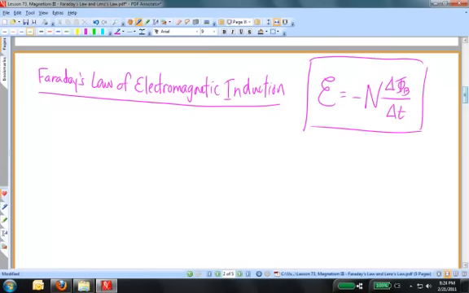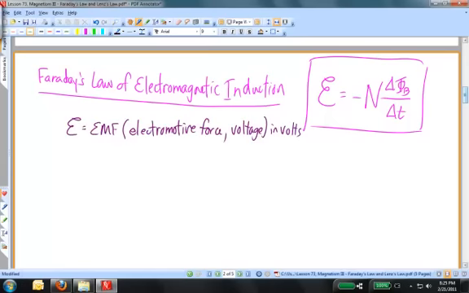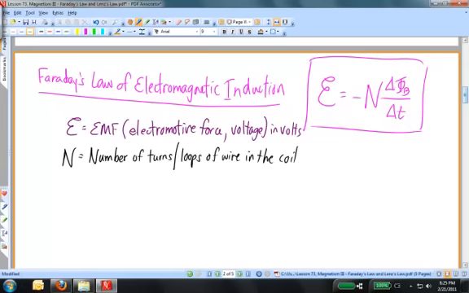In this expression, E stands for the EMF that's induced in the coil, the voltage essentially that I measure, and that would be measured in volts. That's the thing that essentially measures the electric field that's induced in the loop. N stands for the number of turns that are in the conductor, the number of loops of wire in the coil. The delta phi B is the change in the magnetic flux.